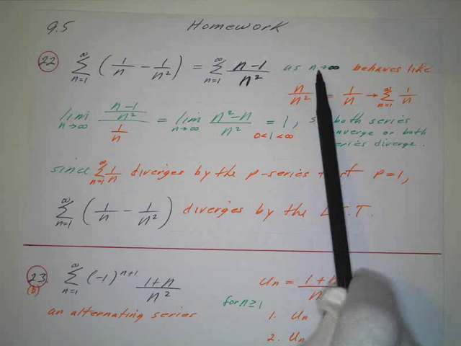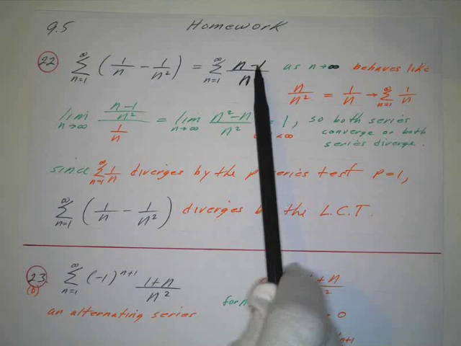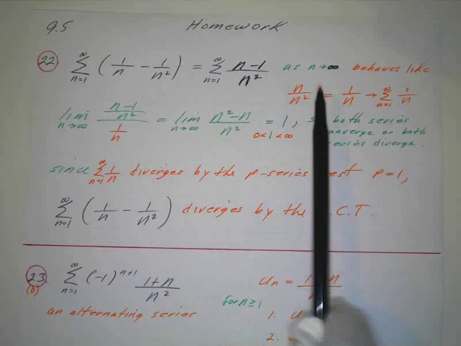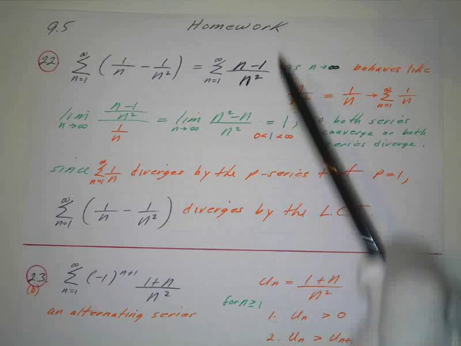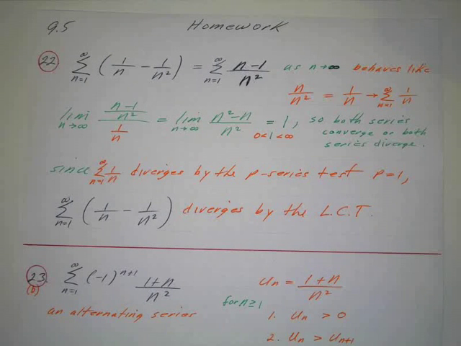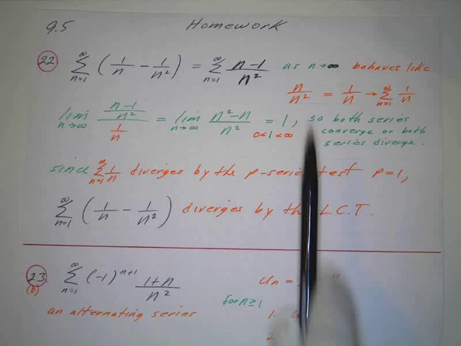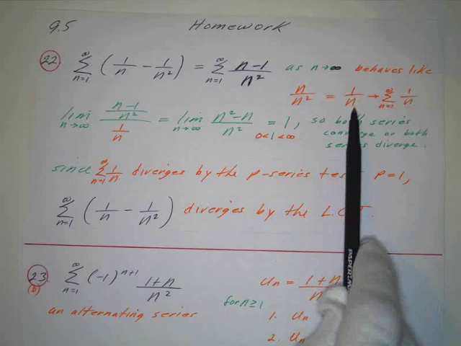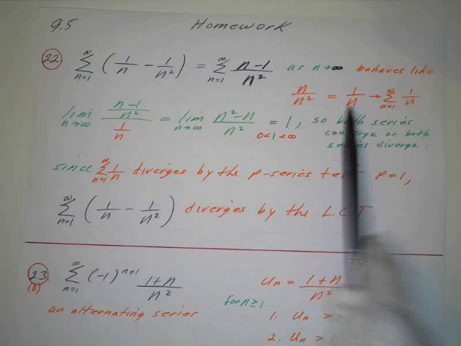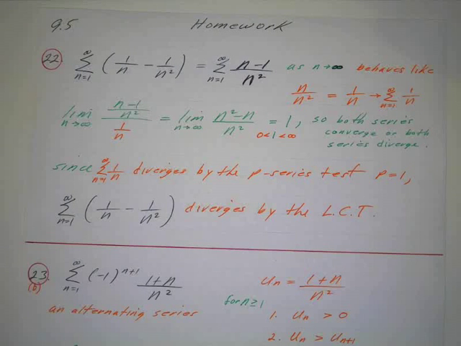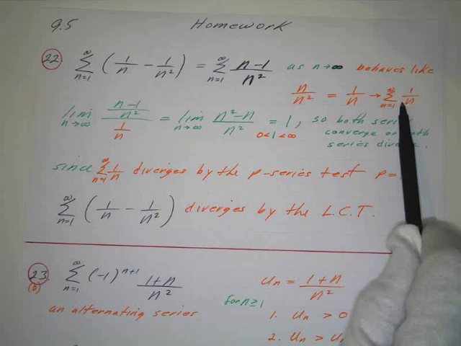And I can see this now as n approaches infinity. This behaves like, this negative 1 is going to kind of go away, so it really behaves like n over n squared, right? Because that negative 1 will be kind of insignificant. So it behaves the same way as this. And I can reduce this to be 1 over n. So what I'm going to do is try the limit comparison test on this one and see what happens. And I know it behaves the same way as this.